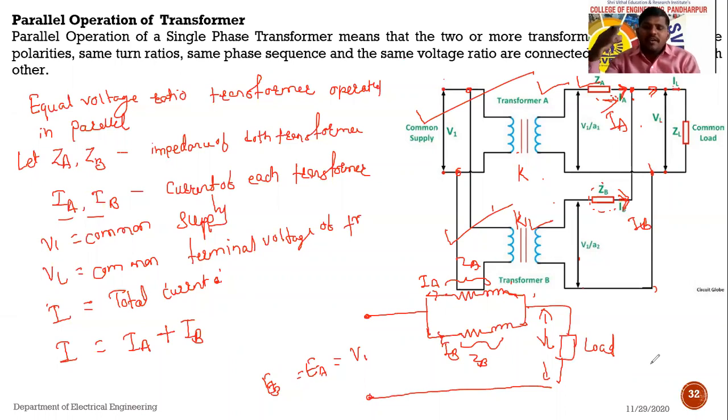That means we want to calculate the value of current IA, and the value of current IB. Also, we want to calculate the power shared by transformer A and the power shared by transformer B. Now see, I will draw this.